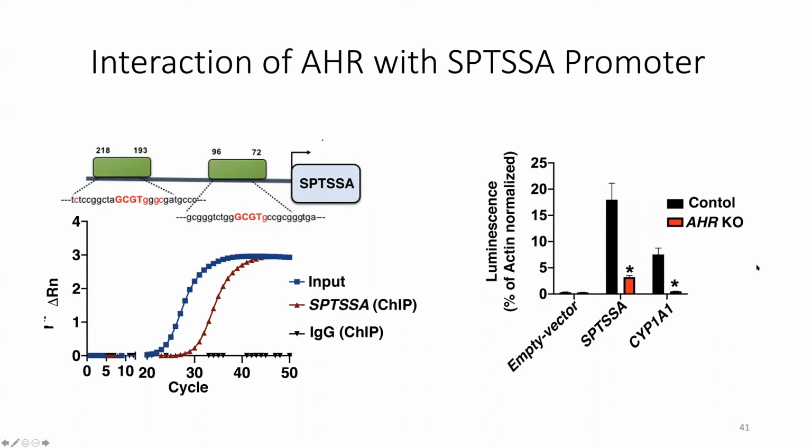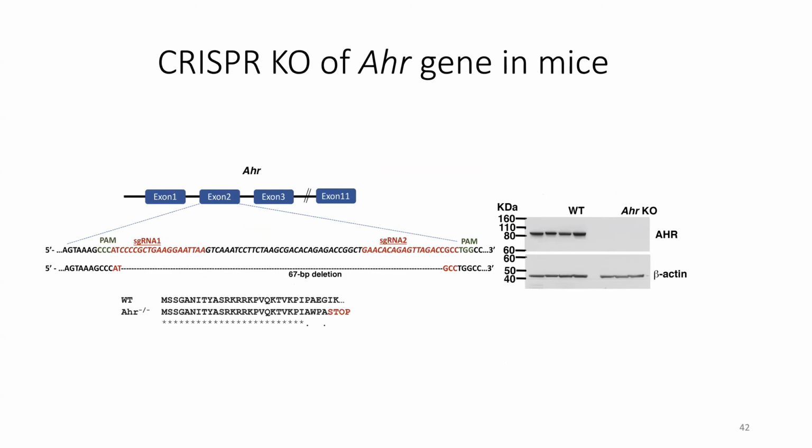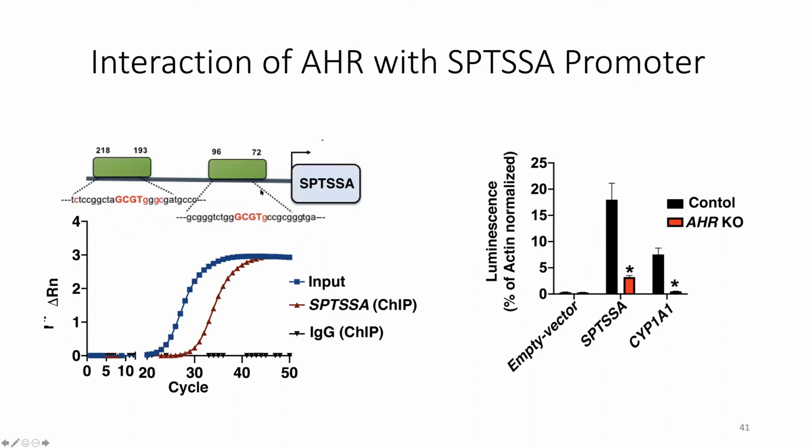We also used the knockout cells to look at the efficiency of the promoter expression, and using promoter constructs, we found that there was a reduction in the promoter activity for SPT SSA in the knockout cells, indicating that AHR was important for its full expression. To look at the physiology of the AHR gene, we made a knockout in mice of the AHR receptor.